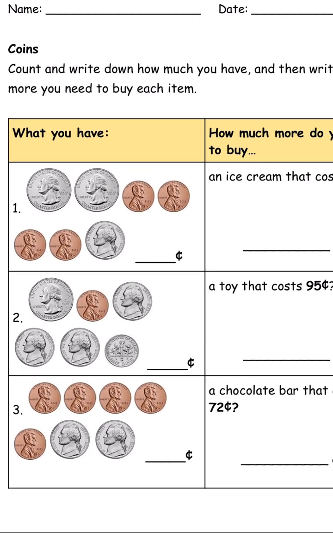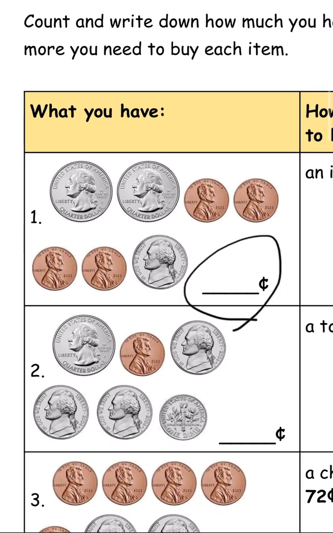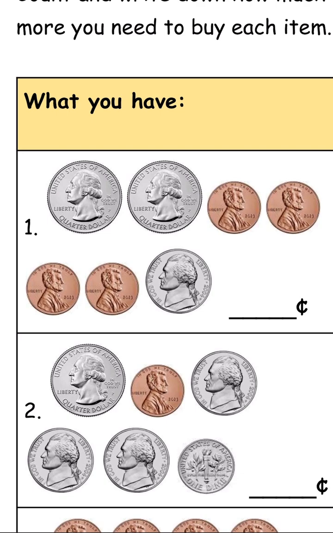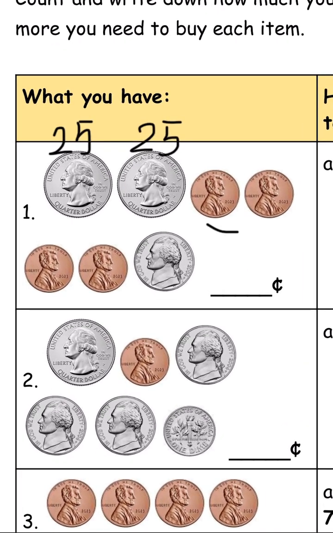So what you have, we are first gonna write down how much we have, so we're gonna add up all of these. So we have a quarter and a quarter, so a quarter is 25 cents, right? So let's put 25 over here. So that's 25, and this is 25. And then we have a penny, and a penny is worth 1 cent, right? So we're gonna write 1, that's also 1, that's 1. And then now here we have a nickel, and a nickel is 5 cents, right? So we're gonna put 5.